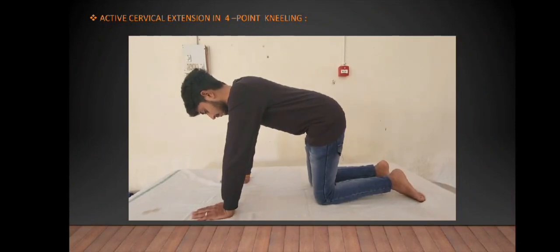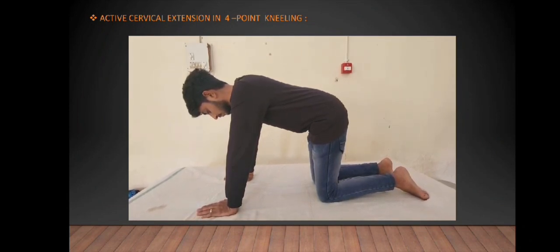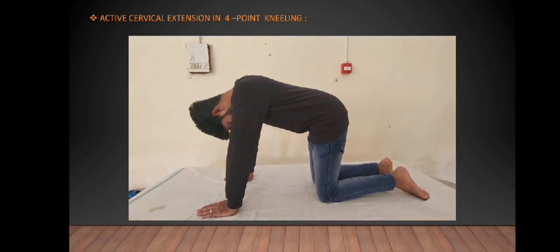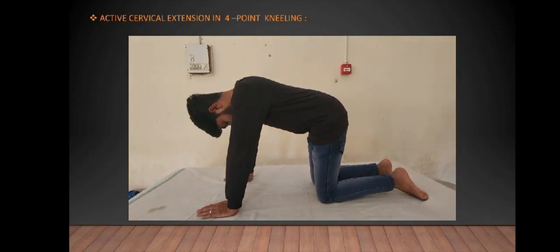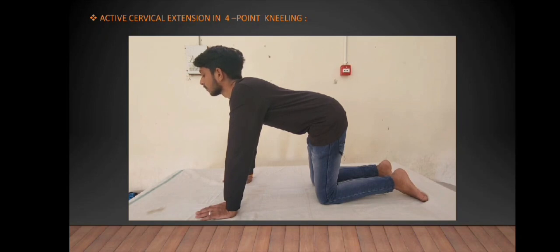Active cervical extension in 4-point kneeling. Instruction: imagine you have a book between your hands. Look down to flex the head and neck together as far as possible, and then curl your head back up as far as you can, but maintain your eyes on the book.